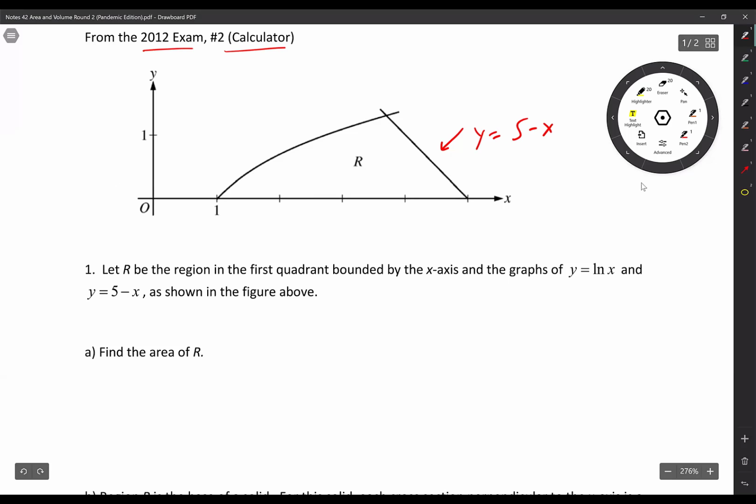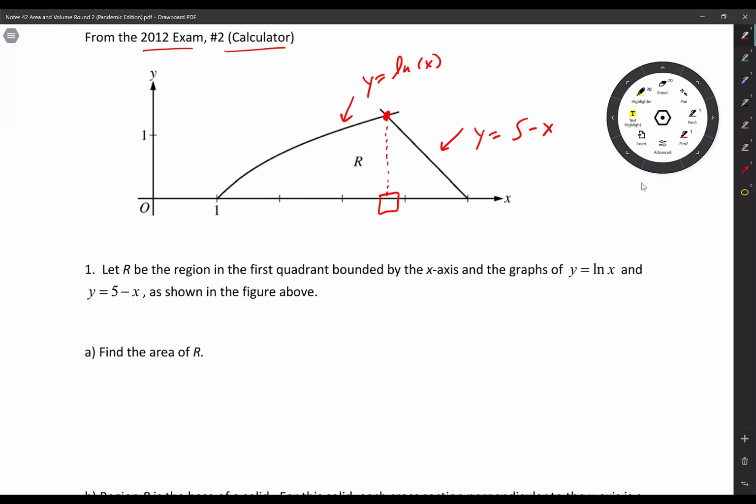And if you don't know, that's fine. I mean, I would hope that we know, right? And that's y equals ln x. And they want to know this area. So letter A says find the area of R. So to find the area of R, I need to figure out that x value first.